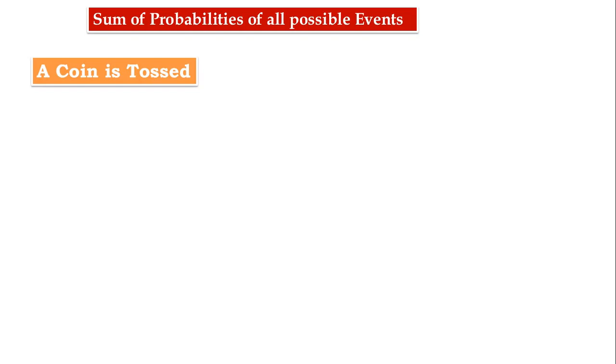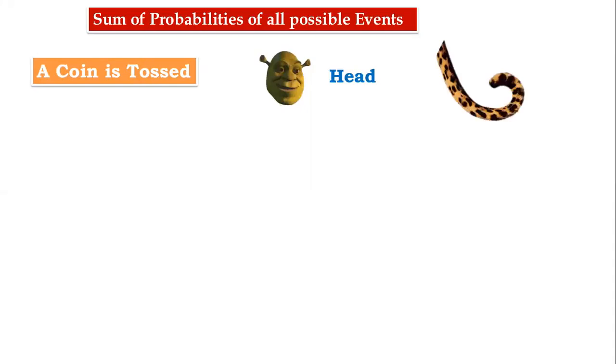A coin is tossed. Now when a coin is tossed, we either get a head or we get a tail. We don't get such heads and tails, we've just taken it for fun. So how do we write it? If you're using set notation, you write S equal to, or omega equal to, curly brackets H comma T. We know the number of sample points, that is N of S, is 2.